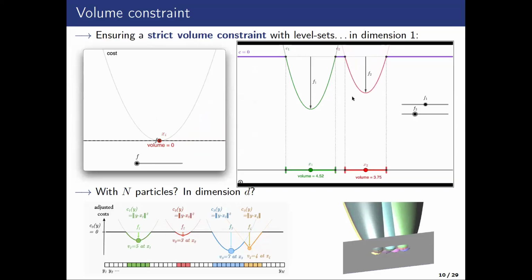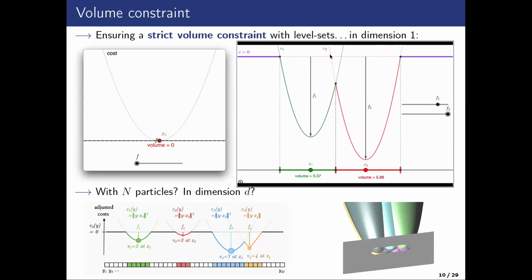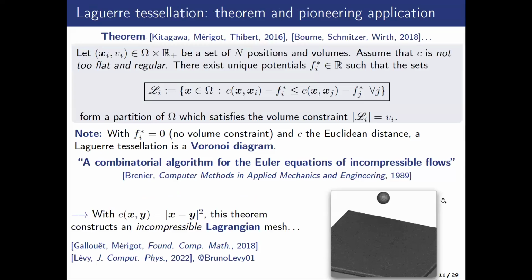So here I just fix the level set and I lower the potential. But you see at some point, if they want to expand, they will collide. So if I increase the volume of that red cell, that will decrease the volume of that green cell. So can we always find two values f1 and f2 so that we have the right volume constraint? It's not so clear. It's even less clear if you have more than two cells and if the costs that you choose are different. So hopefully there is a theorem that says that there is a solution and it's unique.